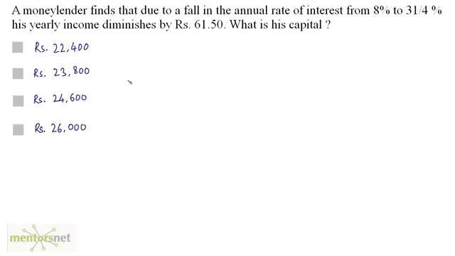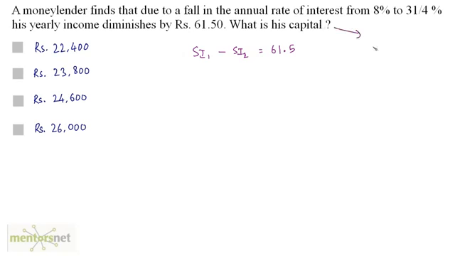A moneylender finds that due to a fall in the annual rate of interest from 8% to 3 1/4%, his yearly income diminishes by 61.5 rupees. What is his capital? Now a moneylender always earns his money by interest, and it is said that his income diminishes by 61.5 rupees. That means that previous interest minus the new interest he is getting right now will be equal to 61.5. Now we can solve this.